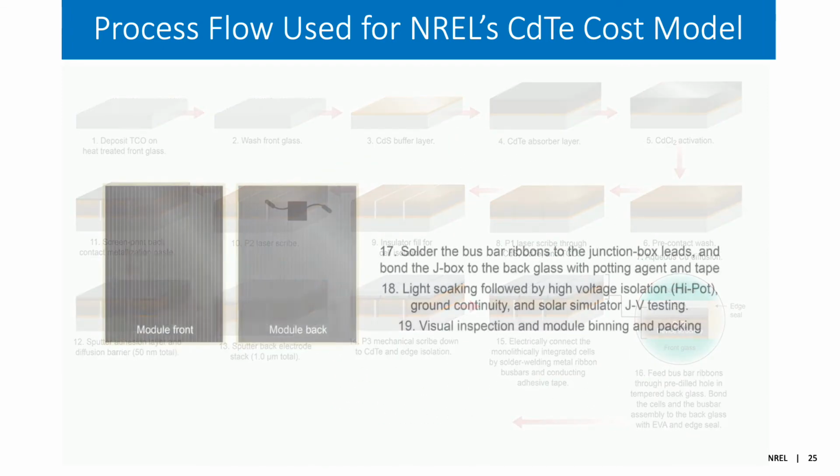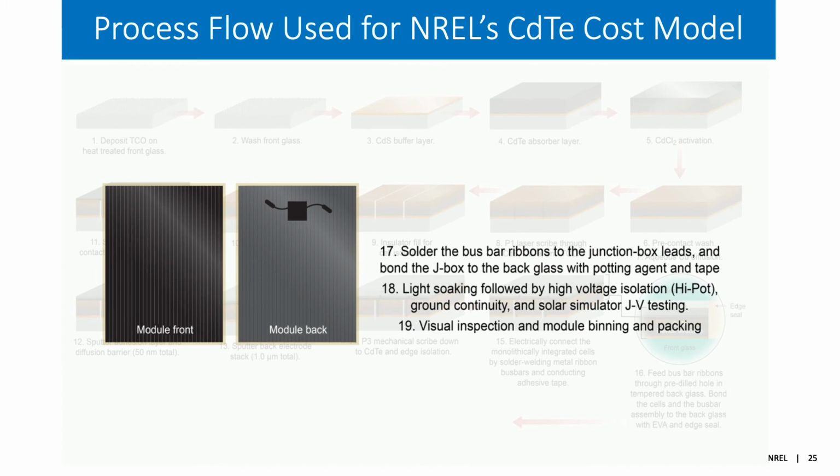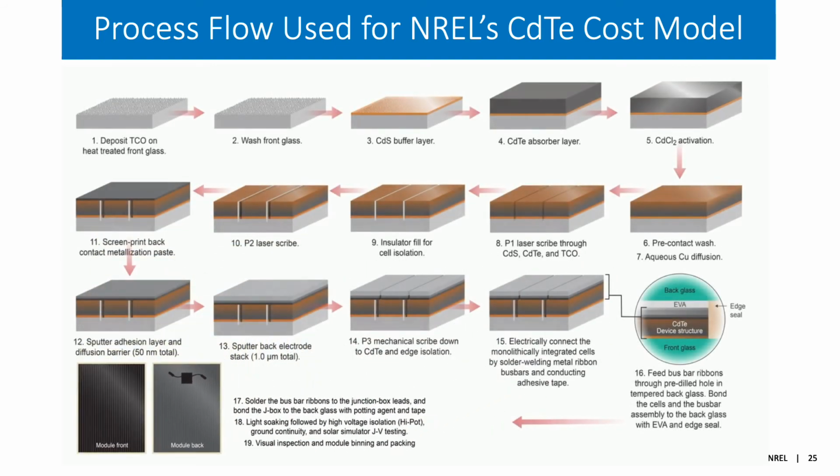And then we complete the assembly by attaching the junction box onto the module, light soaking, and then performing any testing: high pot testing, ground continuity, and solar simulator JV testing, and then visually inspecting the module, binning it, and packing it.